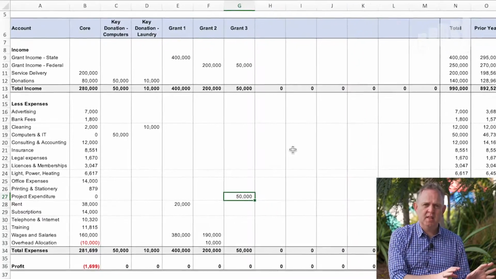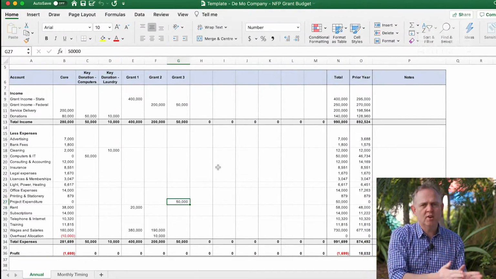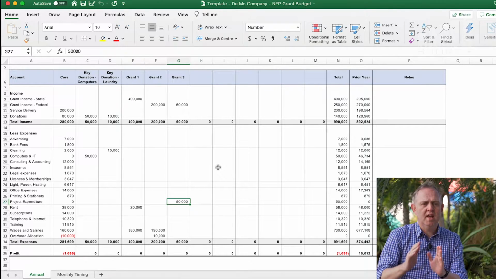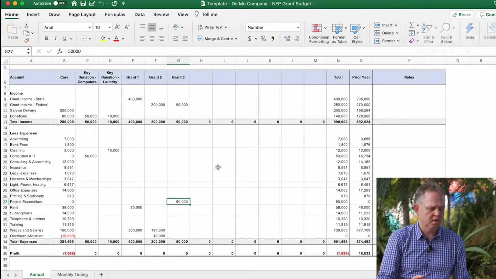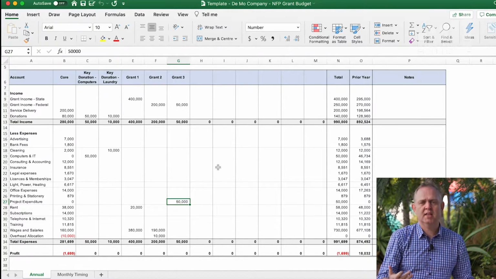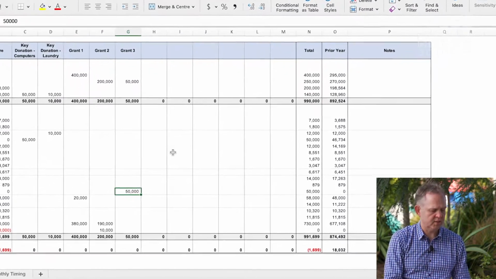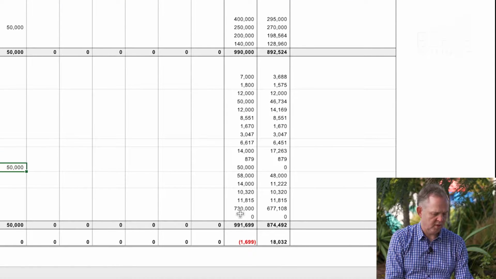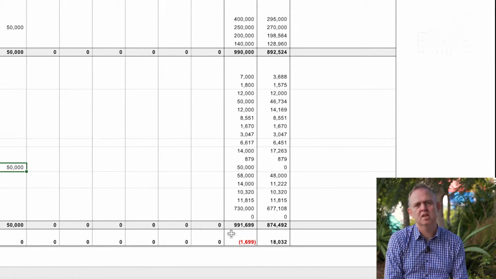By completing this sheet and going through your core business and then key donations you might be getting and grants that you know you'll be receiving during the year, it allows you to get an aggregation of your business for the year to understand where you're at. So in the total column, we've got that there. We've got a small deficit of $1,600 or $1,700.